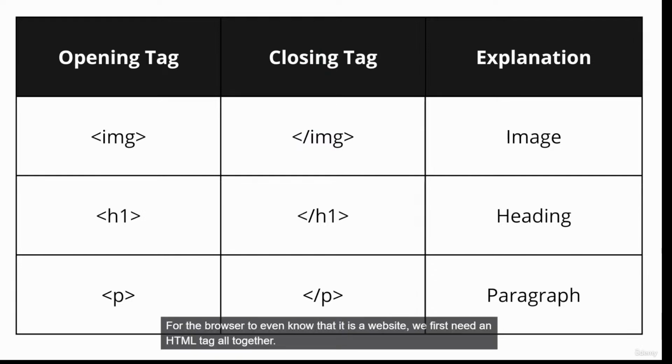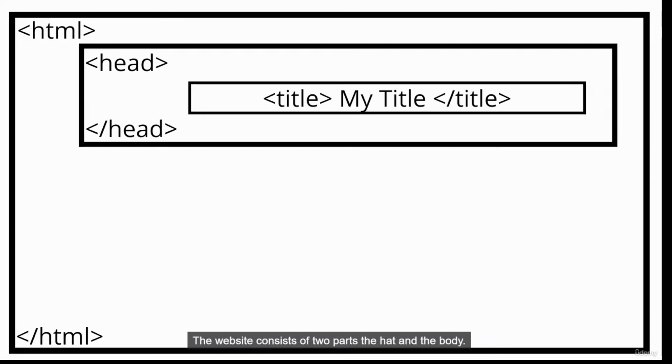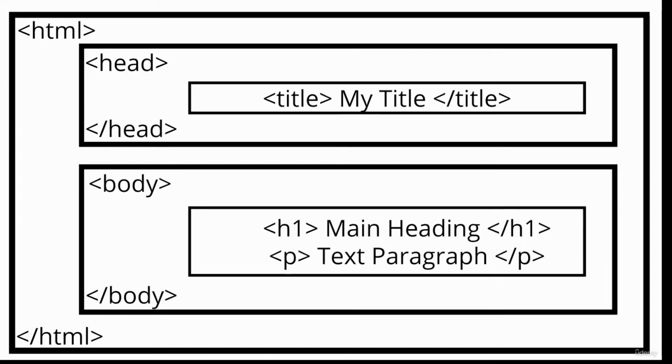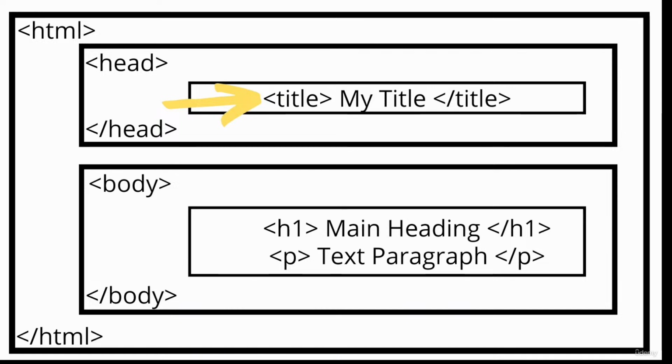For the browser to even know that it is a website, we first need an HTML tag. Altogether, the website consists of two parts, the head and the body. The head contains technical information that the browser does not display directly, for example, the title of the website and other browser information. The body in turn contains the tags that we can see, for example, the headings.